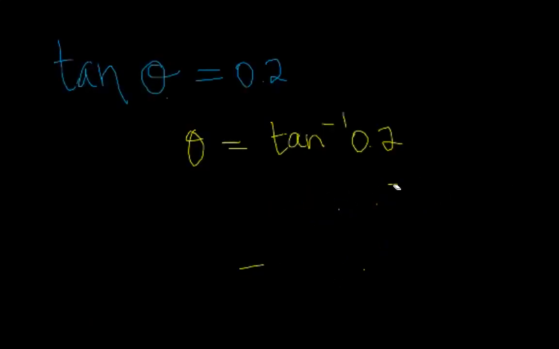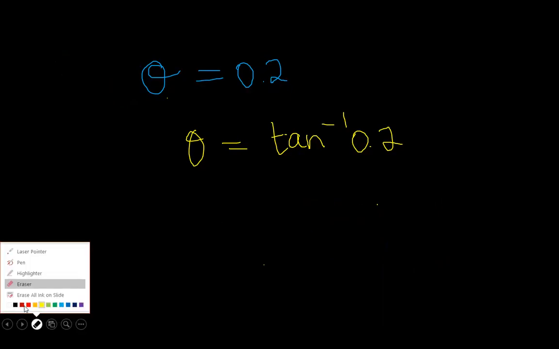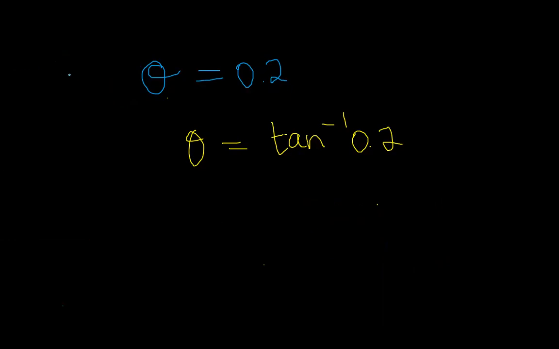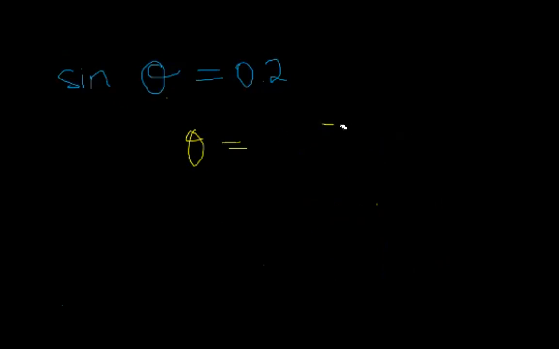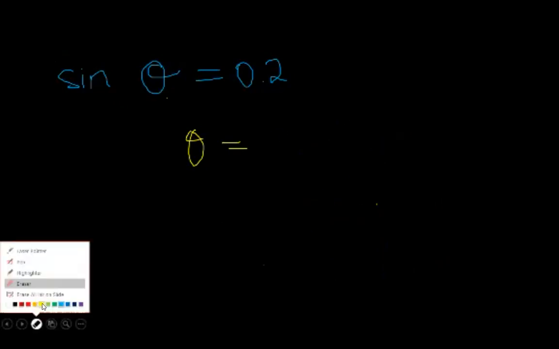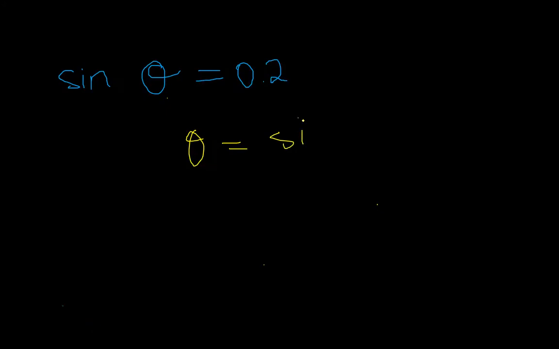Let's do one more. Find sine theta equals 0.2. What would you put into a calculator if I want to find theta? Theta is equal to what? Sine inverse 0.2. Why am I finding sine inverse? Because I'm trying to find the angle. 0.201. Okay.